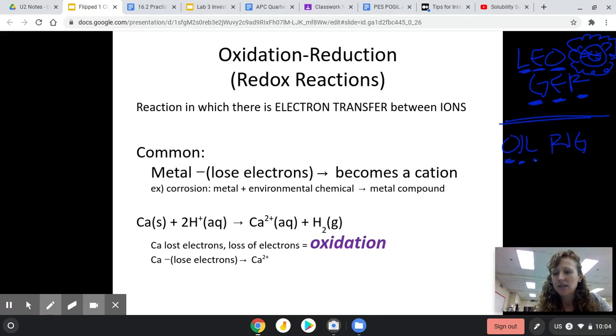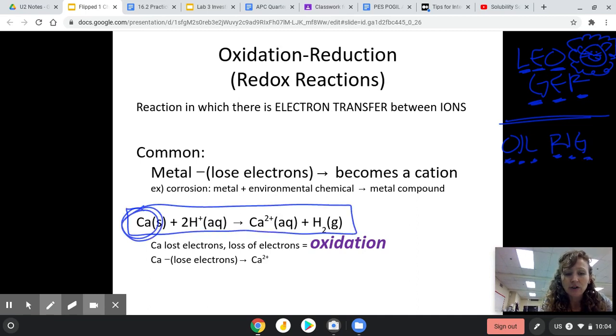Oxidation is loss of electrons. Reduction is gain of electrons. Not quite as cute of imagery, but still very effective. There's a million of those, so you can go Google them if you want and then pick your favorite. Okay, so we can see an example down here.